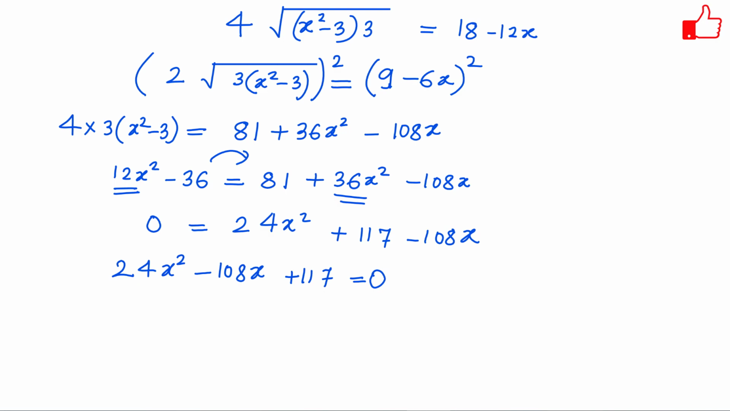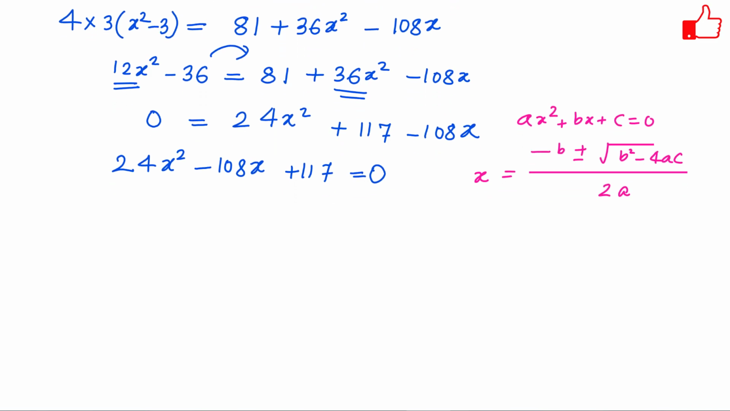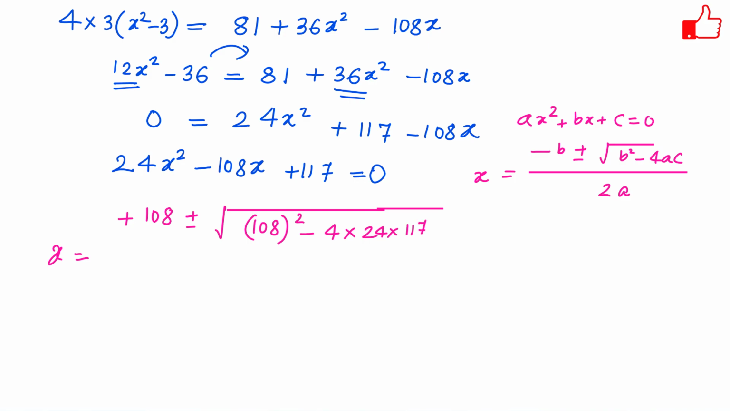Now, I can solve this quadratic equation. So, if you remember, if you have something like ax square plus bx plus c is equal to 0, the root of this equation is given by minus b plus minus square root of b square minus 4ac divided by 2a. So, this is the value of x. So, if I use this formula, I can write x is equal to minus b, that is 108, plus minus square root of 108 whole square minus 4 times a times c, and this divided by 2 into 24.